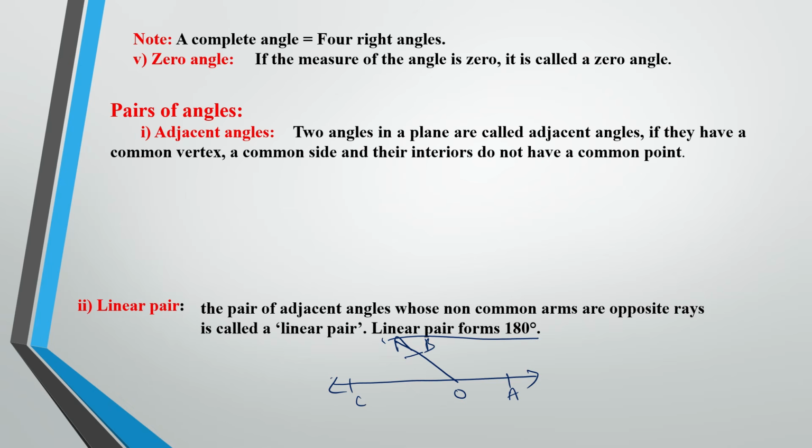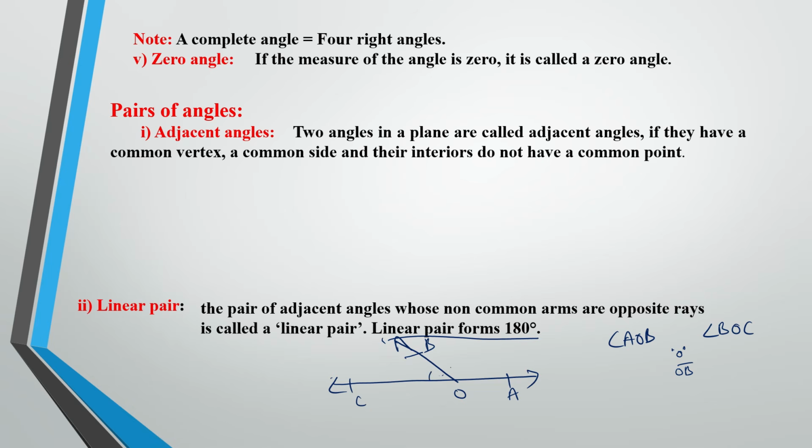If you see this, angle AOB and angle BOC are called adjacent angles because they have a common vertex and common arm, that is OB, and the non-common arms OA ray and OC ray are on either side of this common arm, and they form a straight line. These non-common arms form a straight line. Then only we can say them as linear pair angles. Linear pair angles means that if the non-common arms of adjacent angles form a straight line, then only those angles are called linear pair angles.